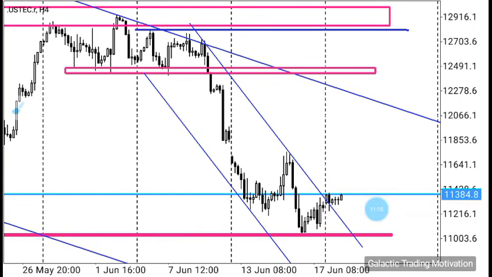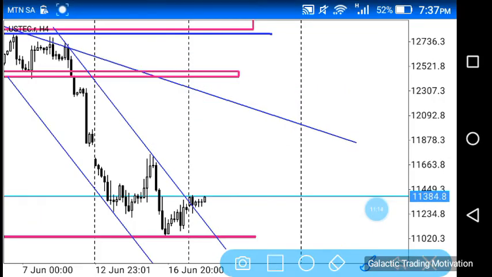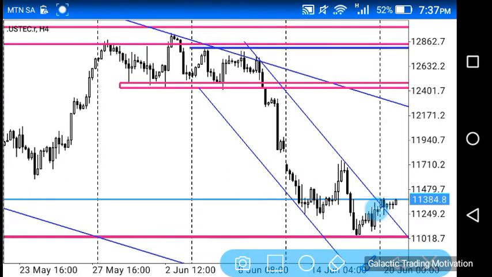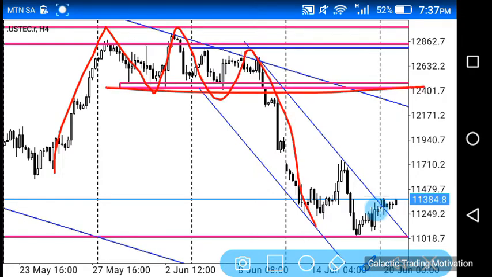On the daily chart, we spoke about how we have an M formation at this region. However, on the H4 chart, it is expressed as a head and shoulders pattern, with a neckline there. That's what I find interesting.